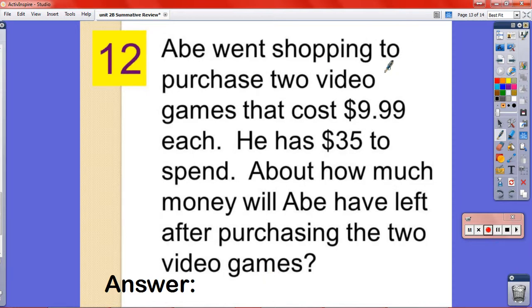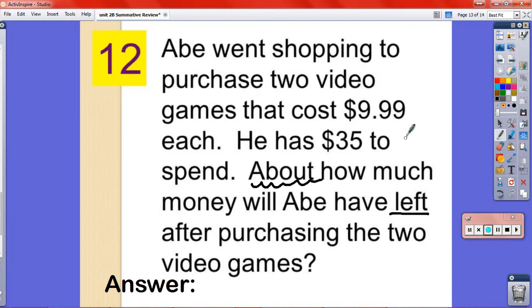A went shopping to purchase 2 video games that cost $9.99 each. He has $35 to spend. About how much money will A have left after purchasing the 2 video games? This is a 2-step problem because he has 2 games that cost this much, and we want to know how much will he have left. So not how much will he spend, but how much will he have left.